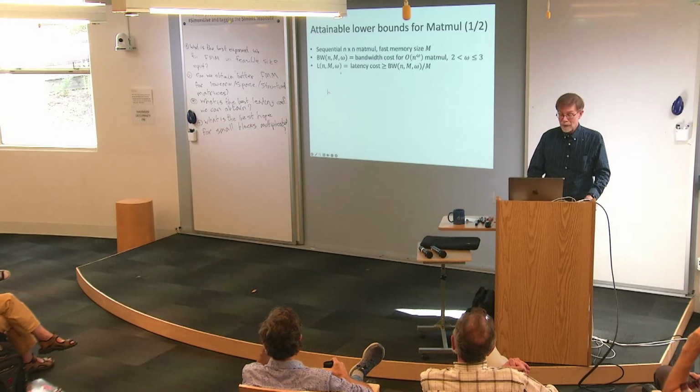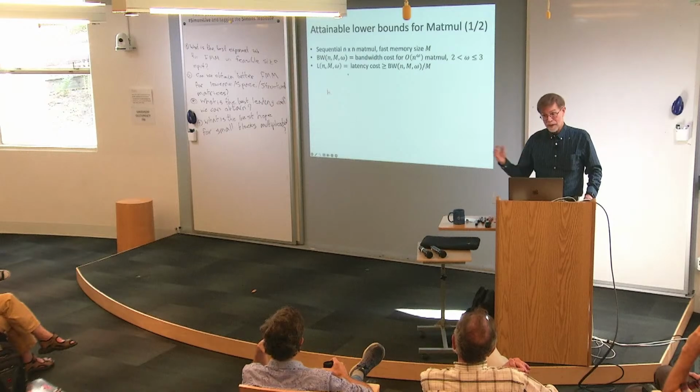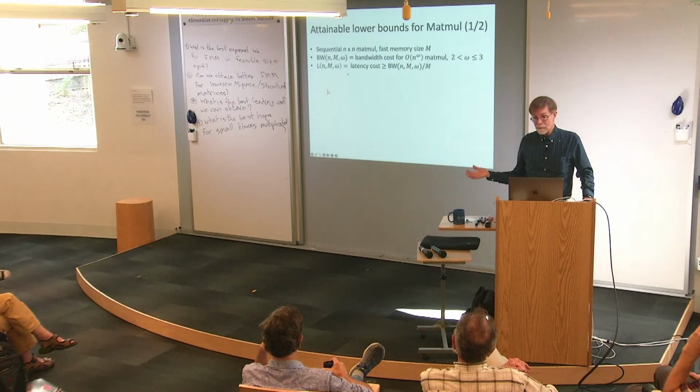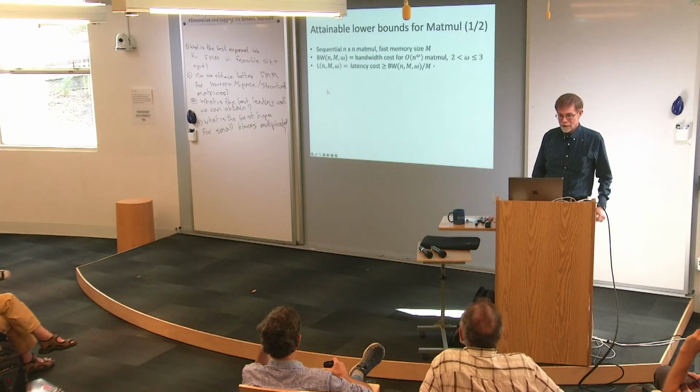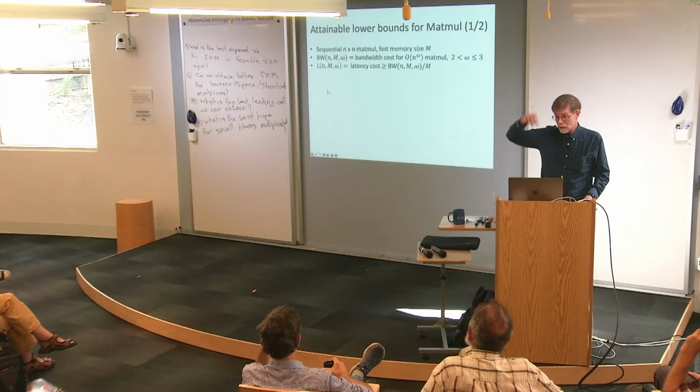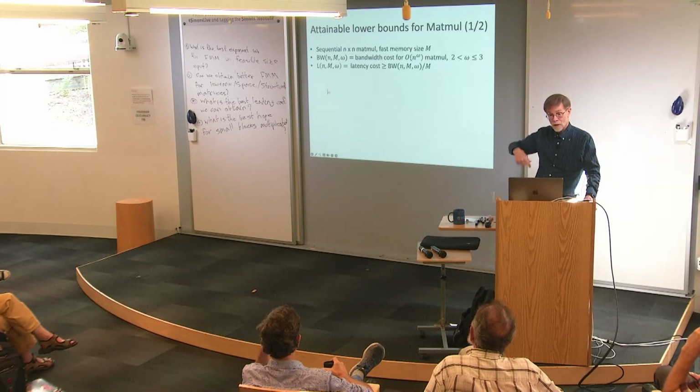And so how do I minimize the number of messages? I want the messages to be as large as possible. That minimizes the number of them. And how big can a message be? Well, the whole memory. So that's sort of a trivial lower bound. So all the work goes into minimizing the number of words moved between fast and slow memory.